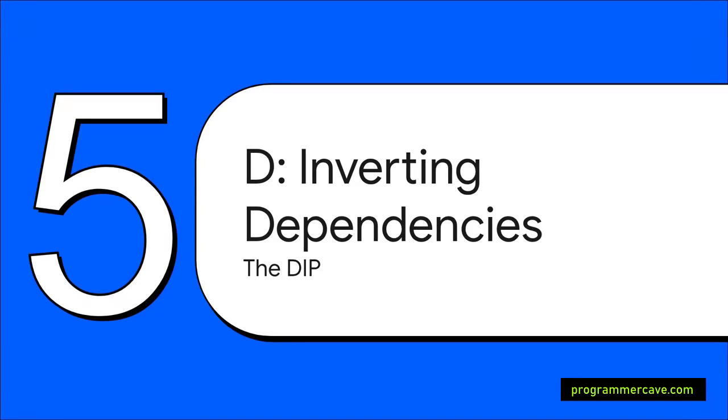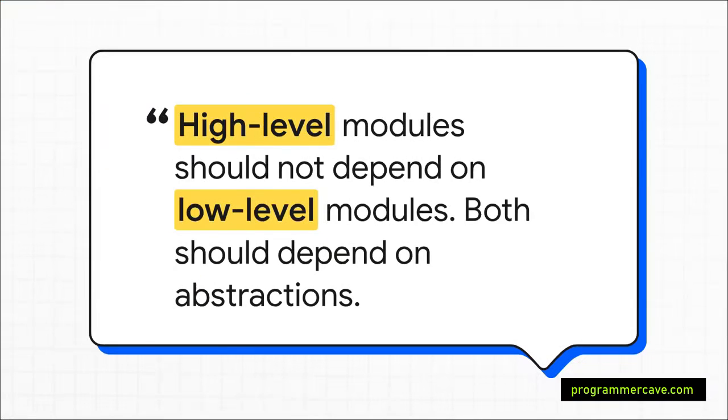Okay, we've arrived at our final principle, the D in SOLID. This is the dependency inversion principle, and honestly, this one might be the most powerful of them all. It completely changes how we think about connecting the big picture parts of our application to the nitty-gritty details. The principle says this: high-level modules should not depend on low-level modules. Both should depend on abstractions.